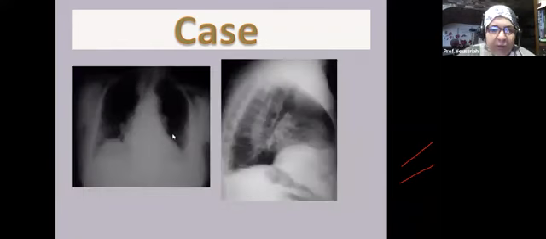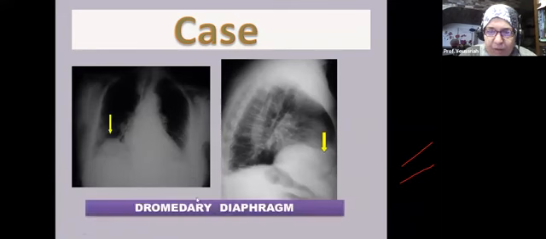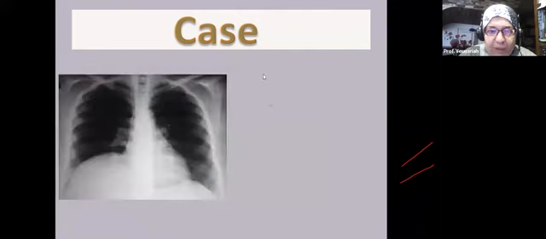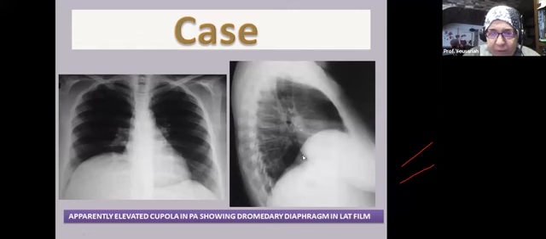Here we have, again, elevation in the PA film. It looks like we have a double cupula. In the lateral, it is shown that there is a large hump, which we call the dromedary diaphragm. The problem with dromedary diaphragm is it may simulate an elevated cupula. As you can see here, this looks like a markedly elevated right cupula. However, in the lateral film, it is only anteriorly. So before diagnosing an elevated cupula, we should make a lateral film.